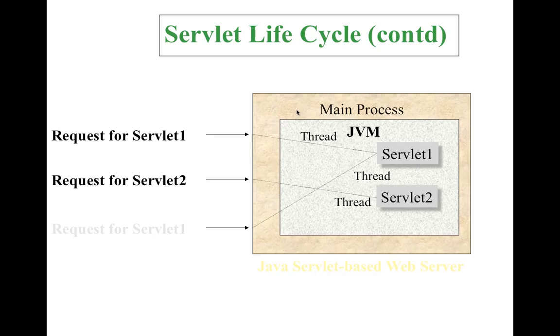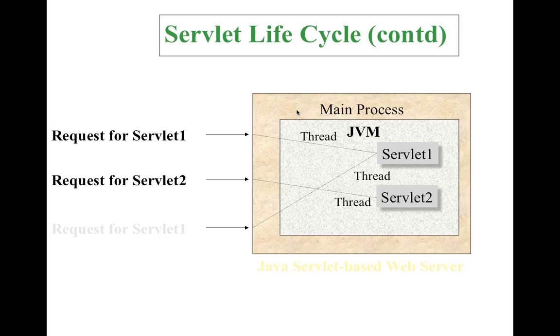Servlet lifecycle here is like what is happening. Request for servlet one comes in. Main process actually creates a thread for servlet one, and if the second request comes in, it's going to be a different thread. This is the difference. If you remember, CGI creates a child process for any new request that is coming in. Because Java supports multi-threading, any new request that comes in will be a new thread being processed.